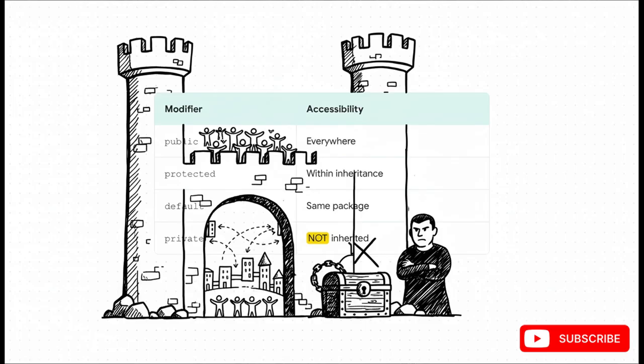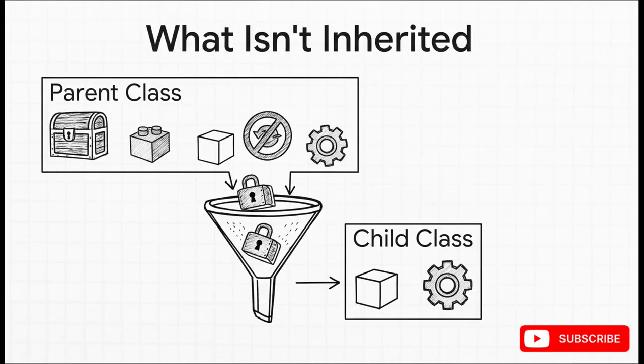Default is for locals only, just for classes in the same package. But private, that's the VIP room. Those are the parents' secrets. Nobody gets in, they are not inherited. So just to be super clear, here's what you don't get. You don't get the parent's constructors, you definitely don't get its private stuff, and if a method or even a whole class is marked as final, forget about it. You can't touch it, it's a dead end.